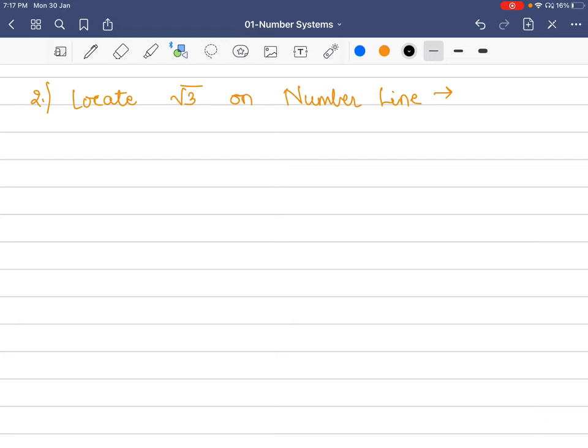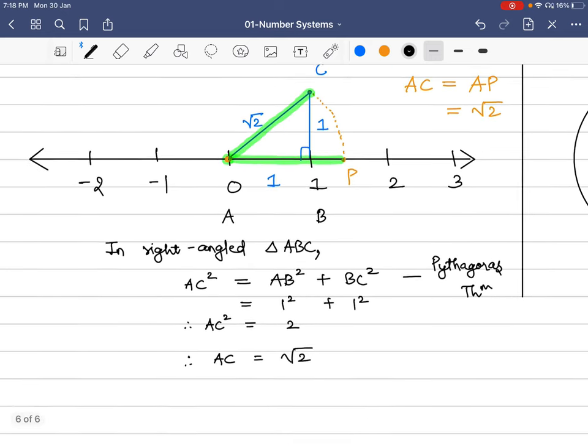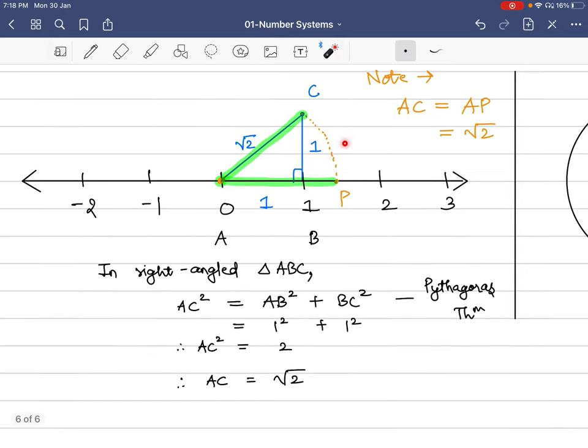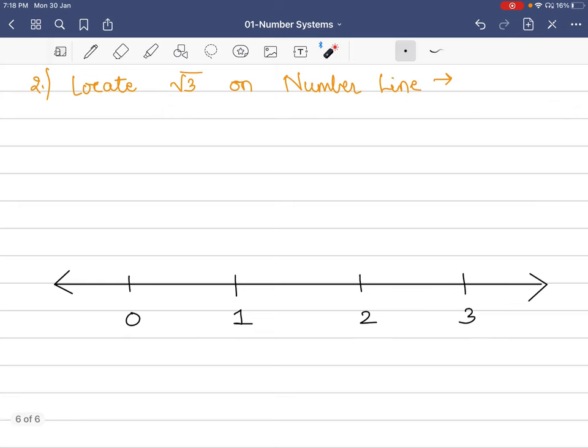So once again, very quickly, I'm going to take a number line. So this is a number line. These are its two ends. I'm just going to focus on the positive parts. So let's say this is 0, and this is 1, and this is 2, and this is 3. So first of all, I'm going to represent whatever we had represented here. The way we got root 2 is the exact way we are going to do here. So this is of length 1.